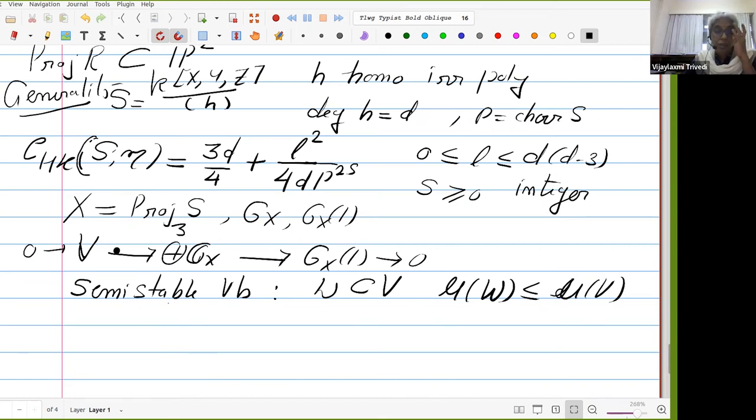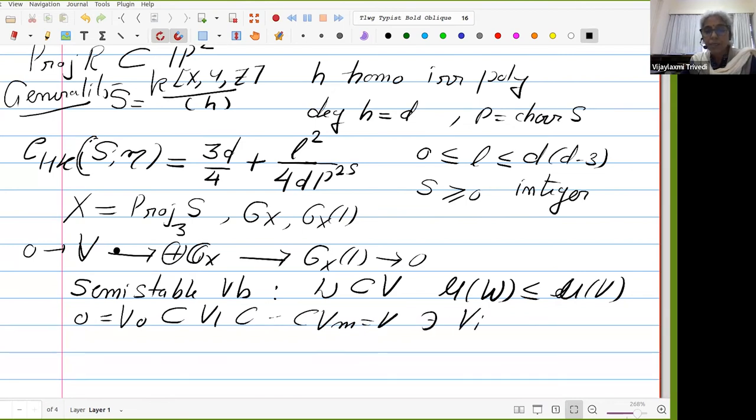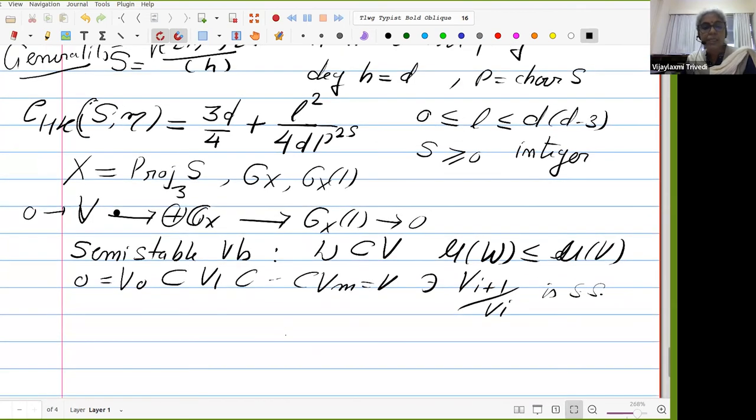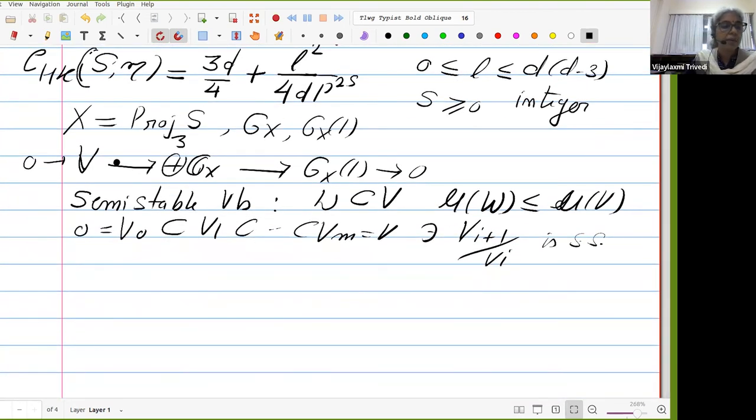On the other hand, any vector bundle has a filtration V0 contained in V1 and so on, up to Vm equal to V, such that Vi+1 over Vi is semi-stable. So you can break it into these kinds of factors. This is called the Harder-Narasimhan filtration. That's useful for the formulation of this.